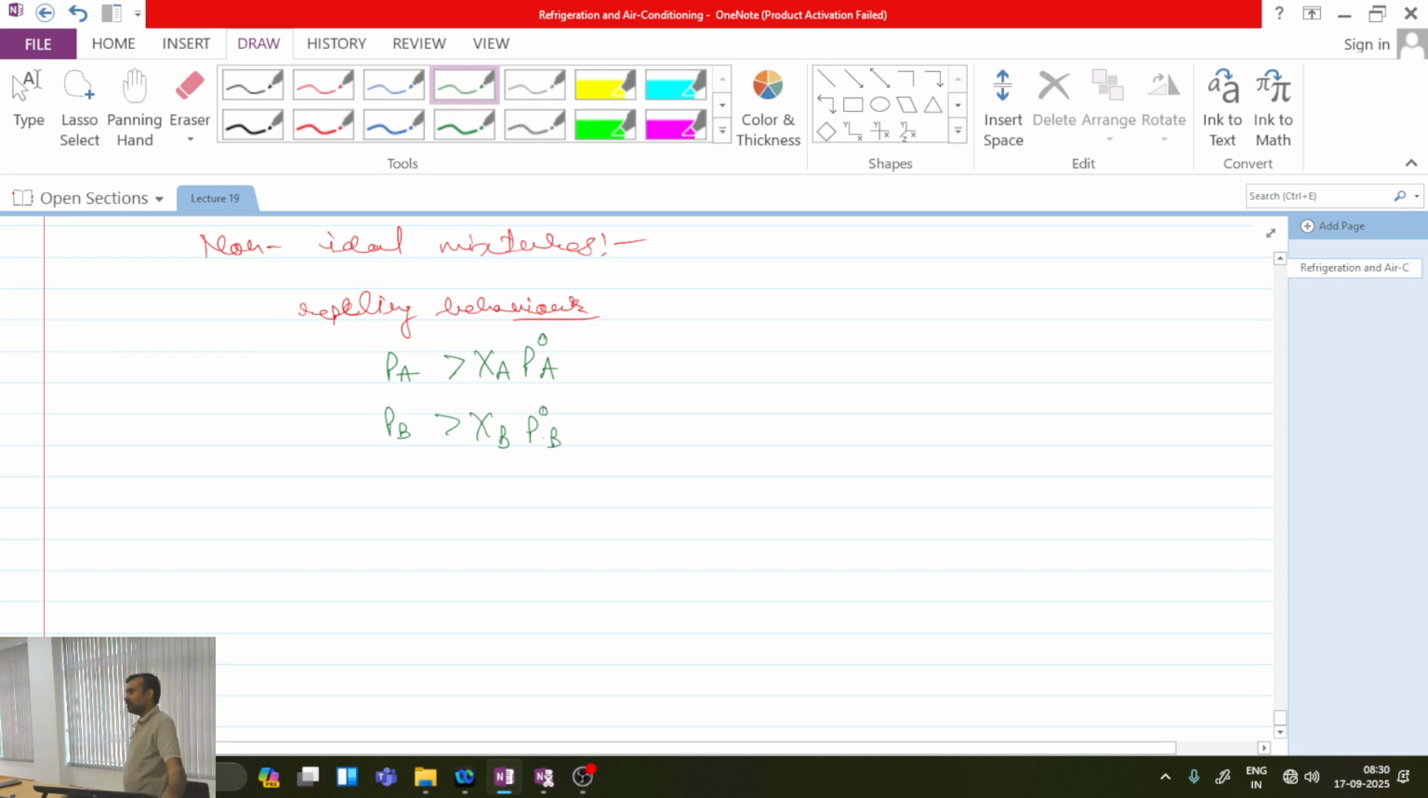Is this one clear? So if molecules have a repelling tendency, then what will happen? The liquid will try to repel more and more molecules from the liquid phase. Why is the repelling tendency not participating in the vapor phase? Can you tell me? Because it may so happen that if they have a repelling tendency, then the vapor can also repel the molecules at the same rate back into the liquid.